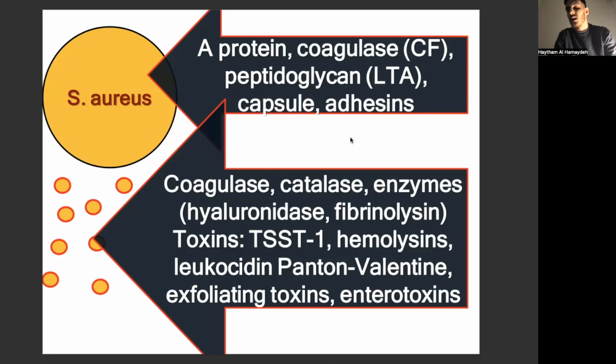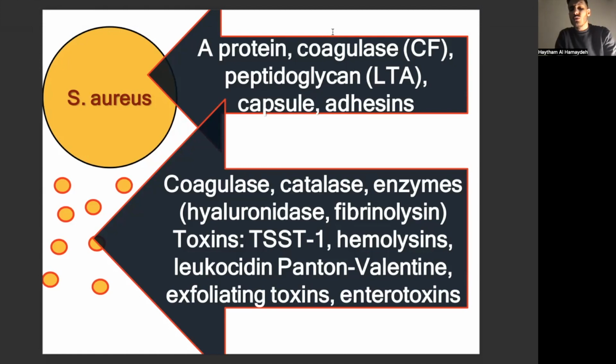Hemolysin is able to break down... what is hemolysin? I really forgot. Just give me a second.